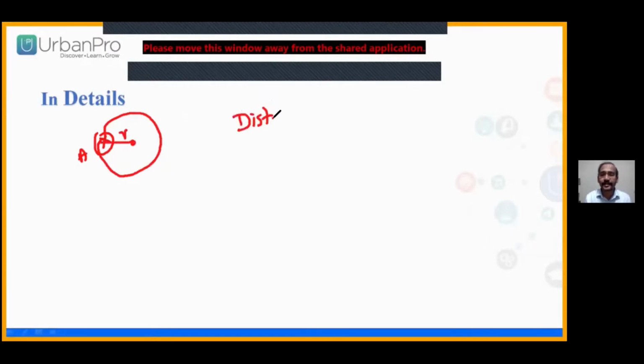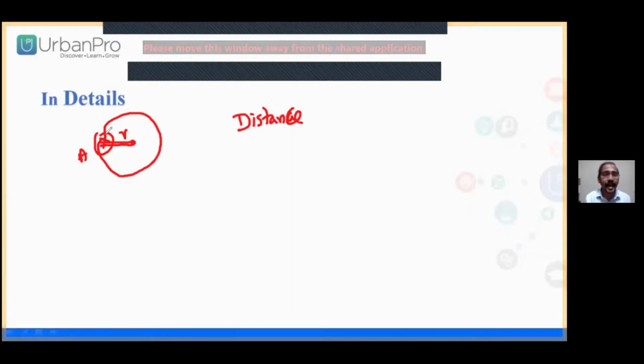Another example. For example, an object at point A made a full circle with radius R. Now what is the distance? They have not mentioned any values. We just need to calculate the distance. They mentioned only the radius. Now an object at A makes a circle. This is the path which is traveled. This path is the circumference. The circumference of a circle is 2 pi r.